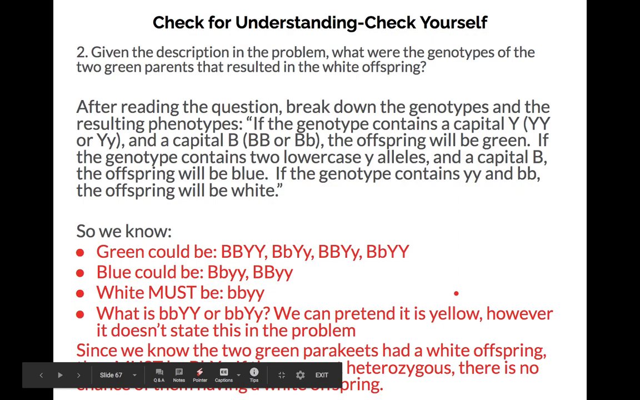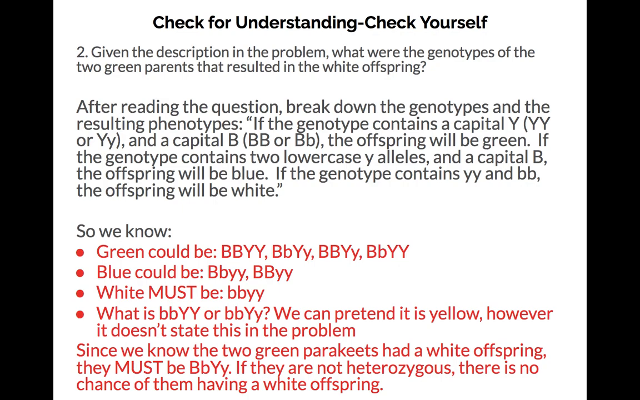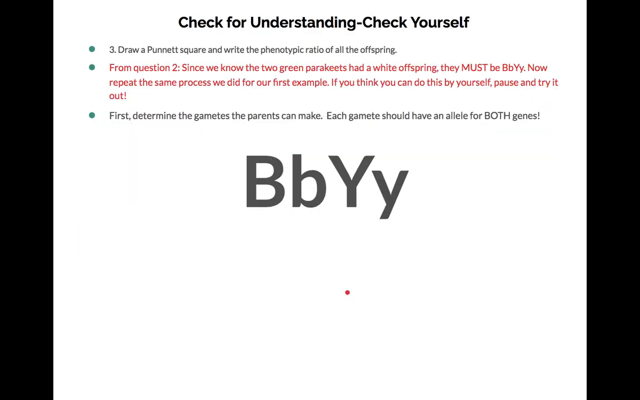So we know that the 2 green parakeets in the problem had a white offspring. They have to be heterozygous, because if they were not, there would be no possible way for us to ever get all recessive. So our 2 green parents have to be heterozygous. Now, knowing that, we're going to answer number 3.